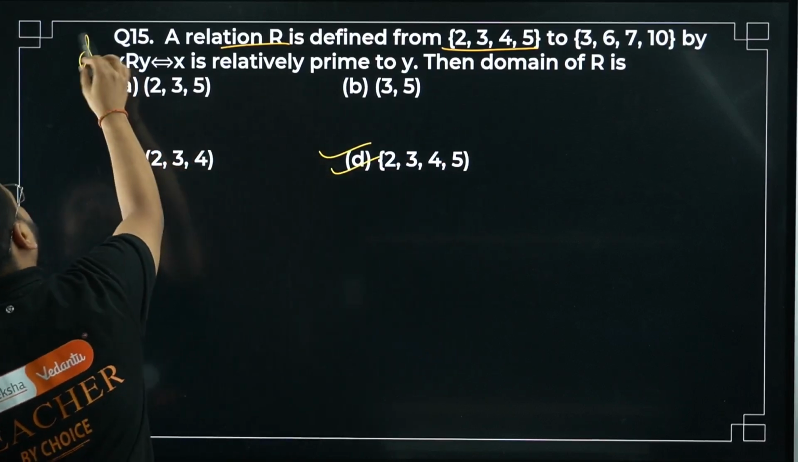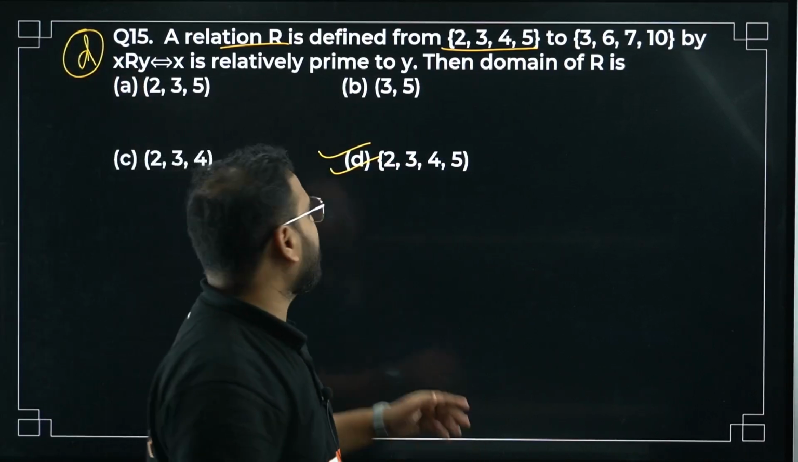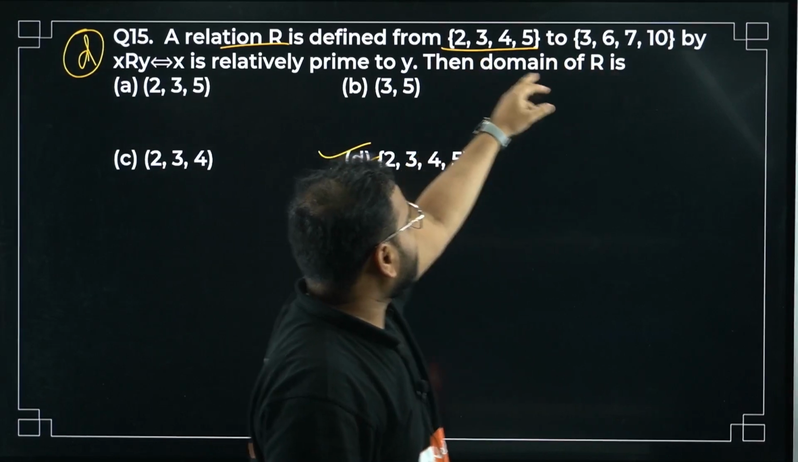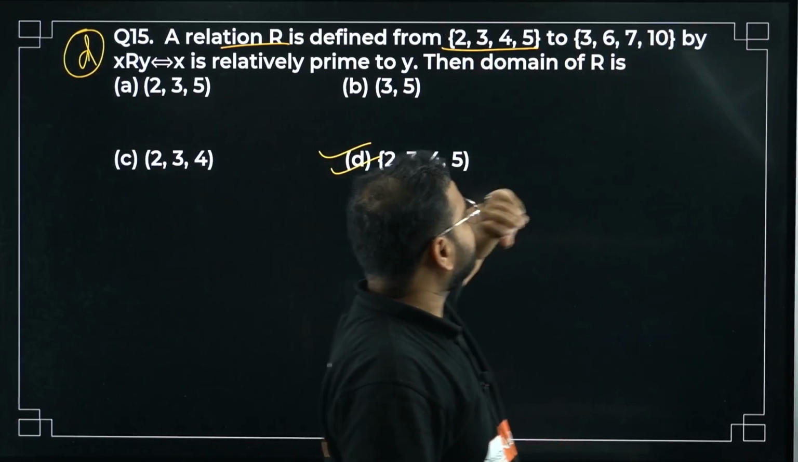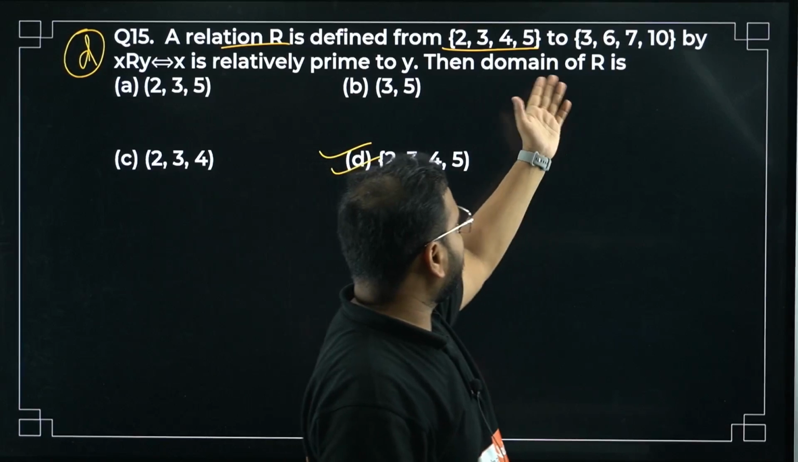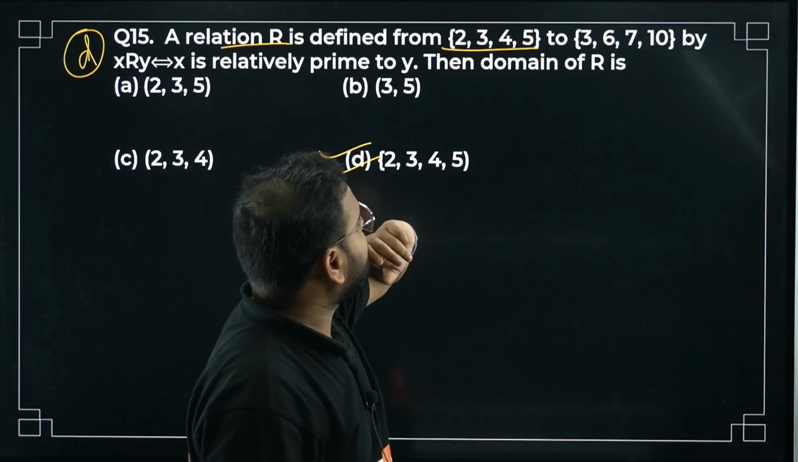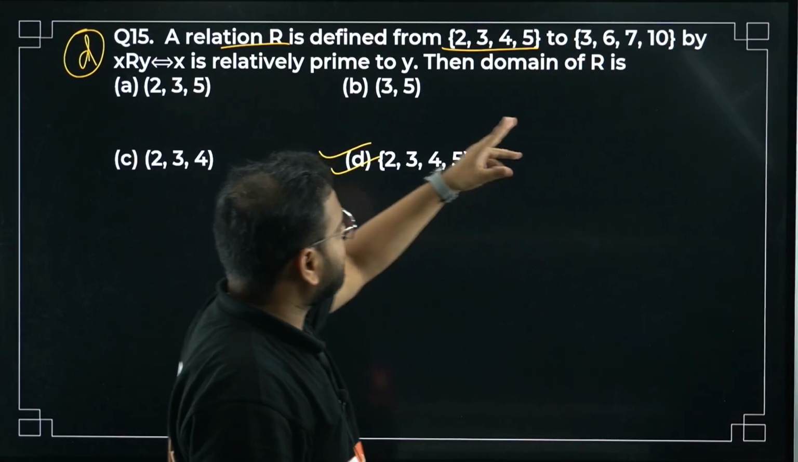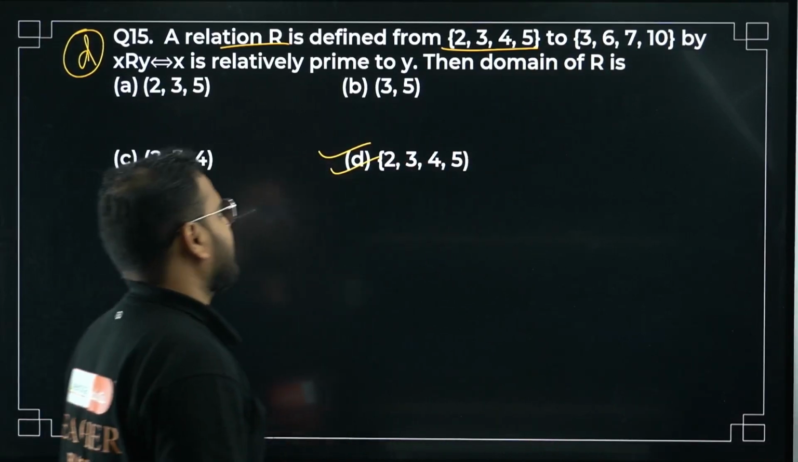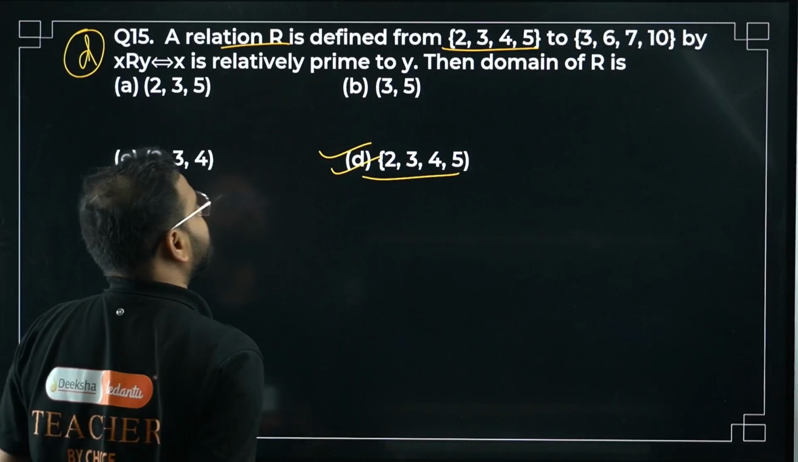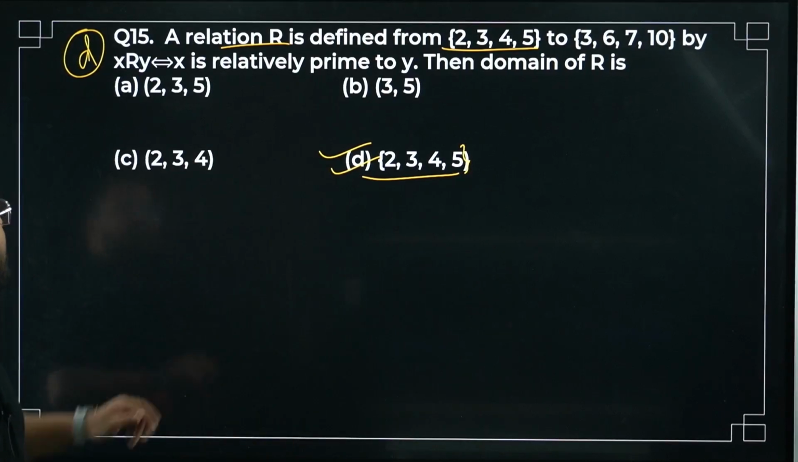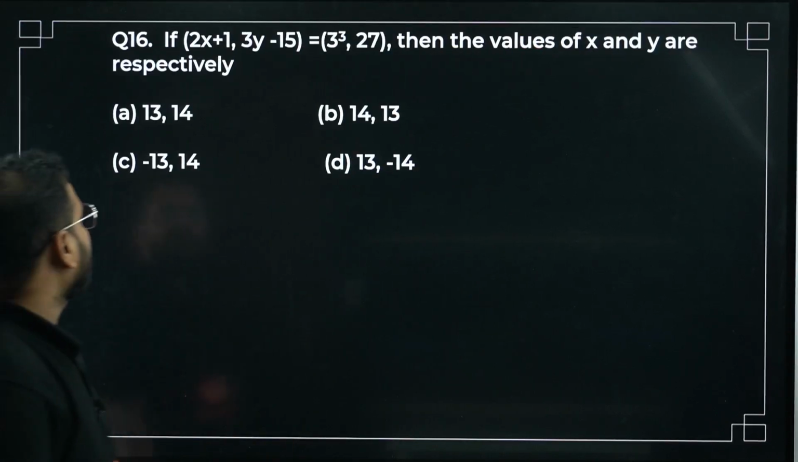Option D is correct, no? Think about it. Relatively prime, okay? It means 2 is prime to 3, 7, okay? And 3 is prime to, bacha, 7 and 10. For 4, we have again 3, 7. For 5, we have 3, 6, 7. It means all can be possible. Curly bracket, okay? All is possible. 2, 3, 4, 5 is the correct answer.